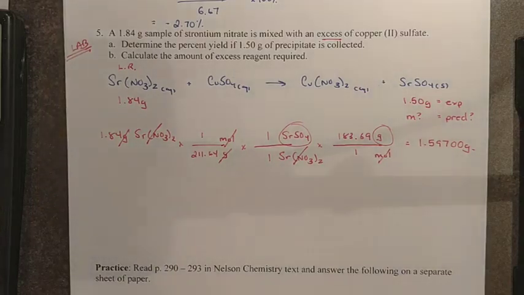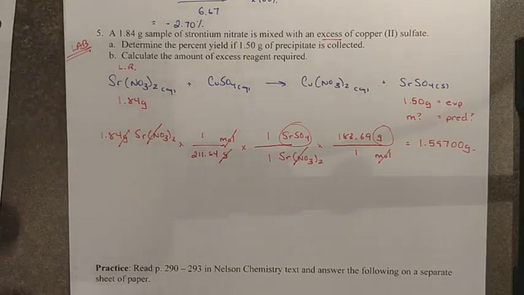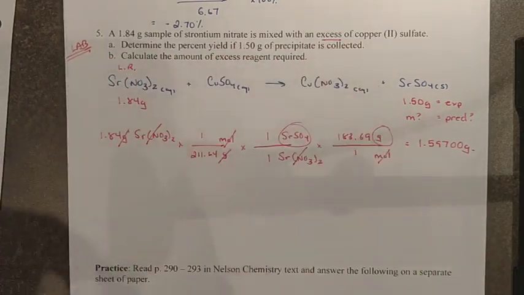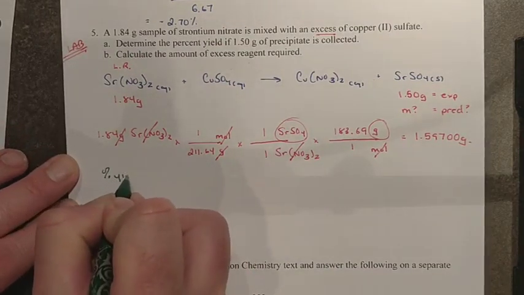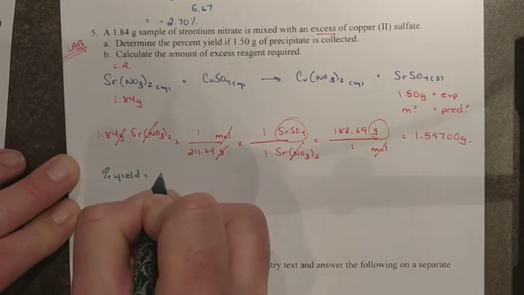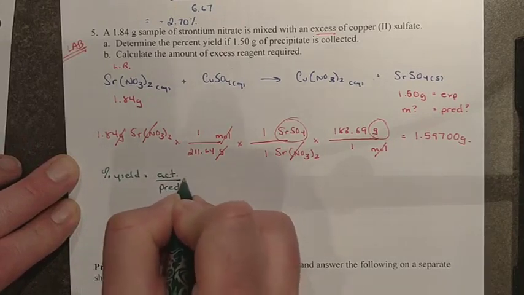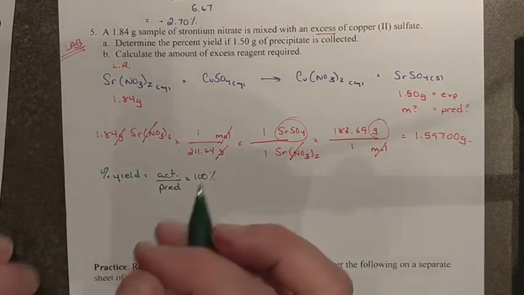So you can see that we are fairly close here. 1.5 doesn't sound significantly different than 1.597. Okay, this is an intermediate step. Since it did not ask us to figure out the actual mass, we're going straight to percentage yield. And so we'll just plunk that one in here. Percentage yield is equal to the actual over the predicted or theoretical.